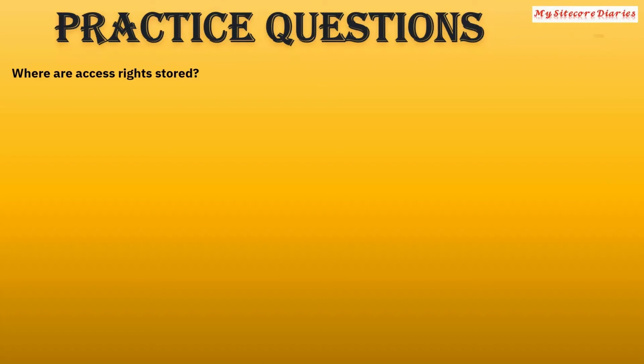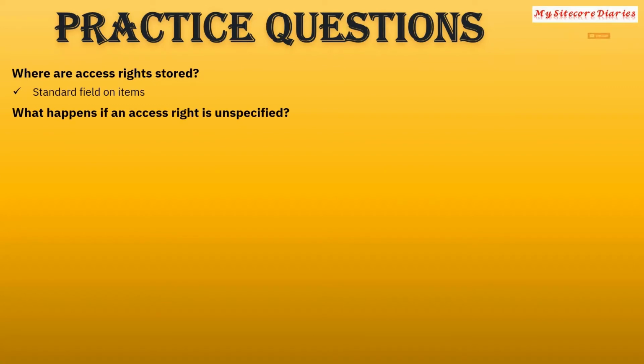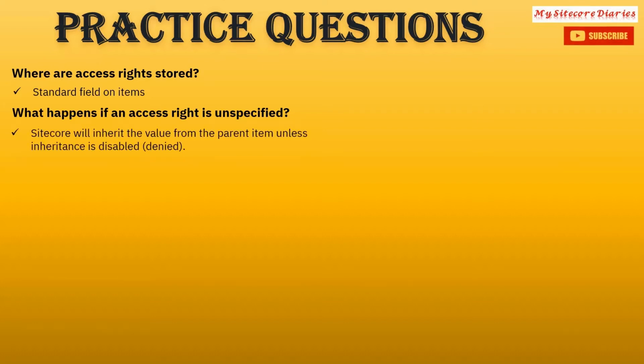Where are access rights stored? The access rights are stored in the standard field of an item. So every item has a standard field where the access rights are stored. What happens if an access right is unspecified? If you have not specified the access right, then Sitecore will inherit the value from the parent item, unless inheritance is disabled. You must have seen in the Security Editor an option called inheritance. If inheritance is disabled, then it will not happen, but by default it always inherits from the parent.